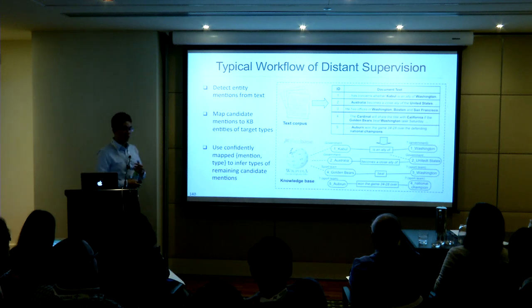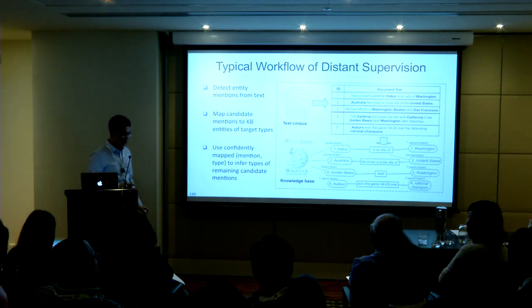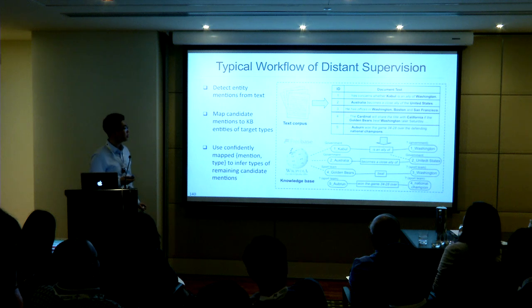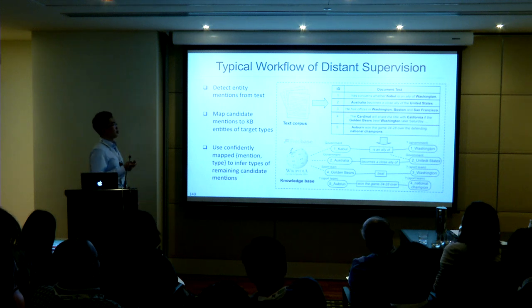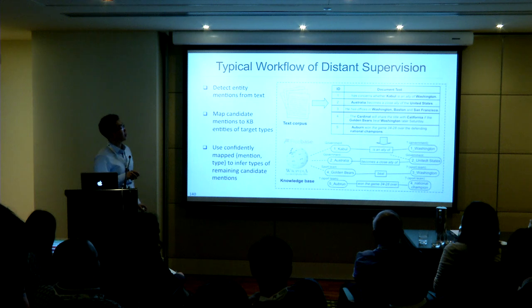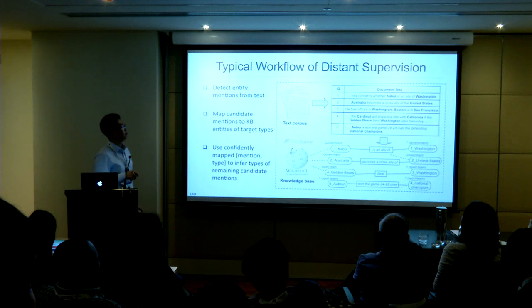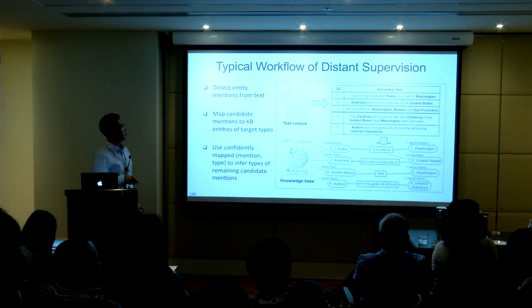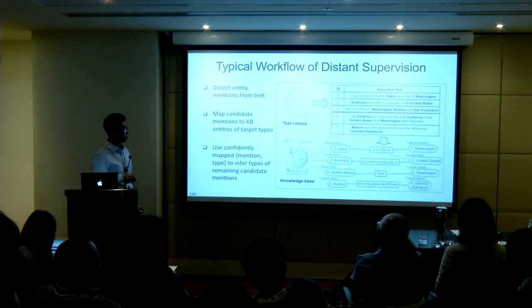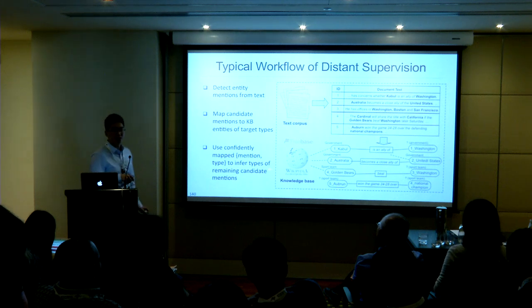This is a general workflow for distance supervision. Let's say you are taking a raw corpus, which is totally unannotated. You first identify the entity mentions from the text. Let's say you find out that Kabul and Washington are interesting entities. You have Washington, Boston, and San Francisco. All these are already extracted by some ways. And then you try to see whether you can link these entity candidates to the knowledge base.